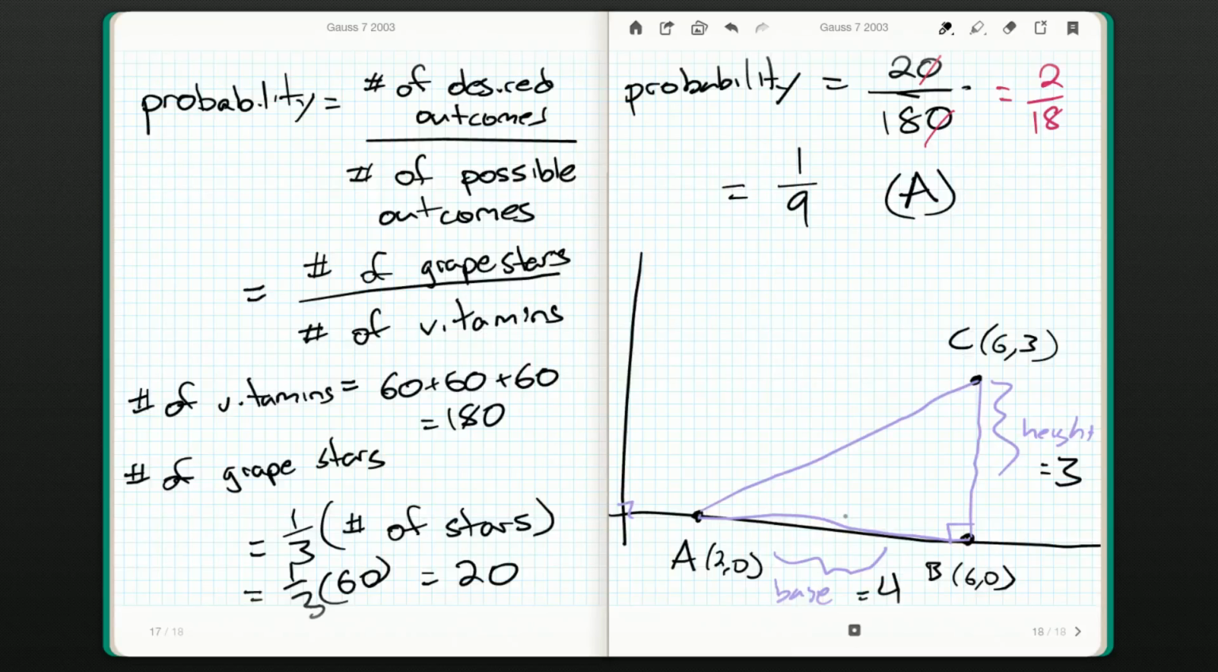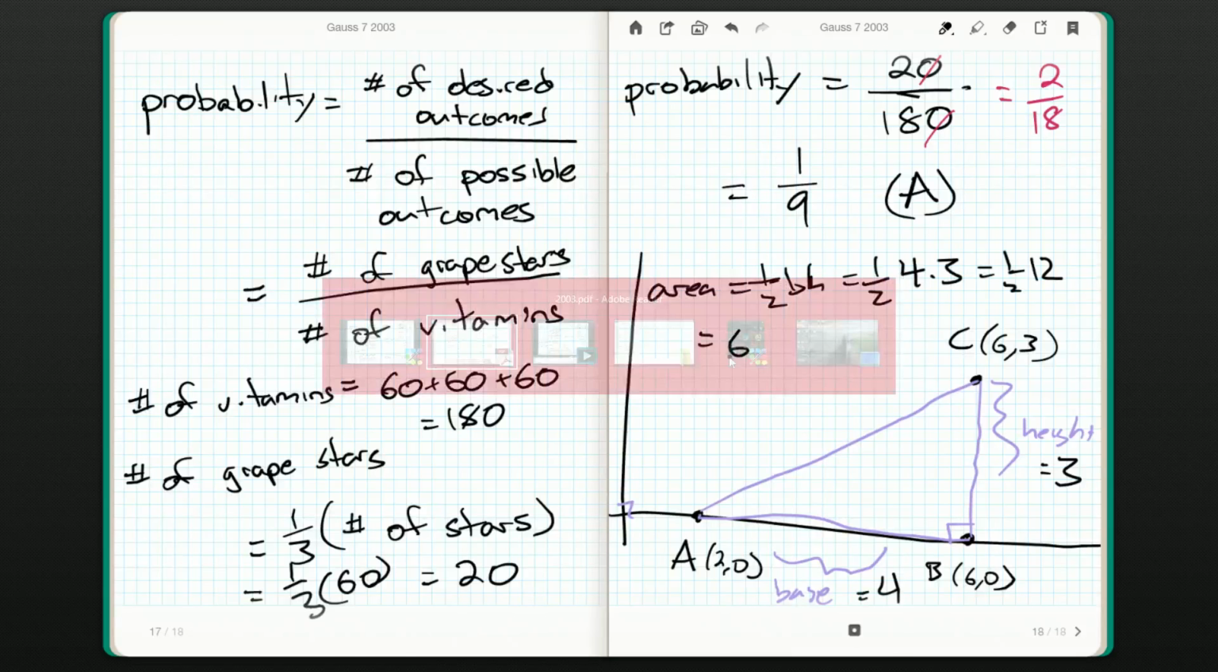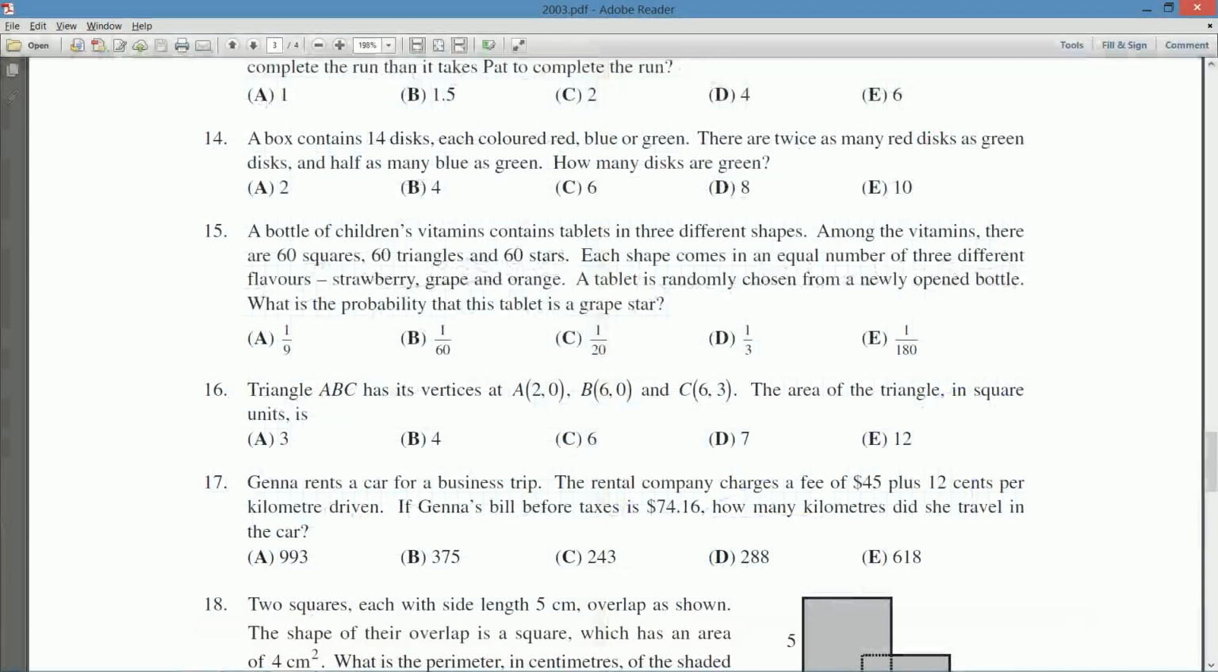Well, the area of a triangle, 1/2 base times height, is your most basic formula for a triangle's area. So that's 1/2, 4 times 3, or 1/2 of 12, or 6. 6 square units, I believe, is the unit type that they gave us. And 6 is C for our answer.